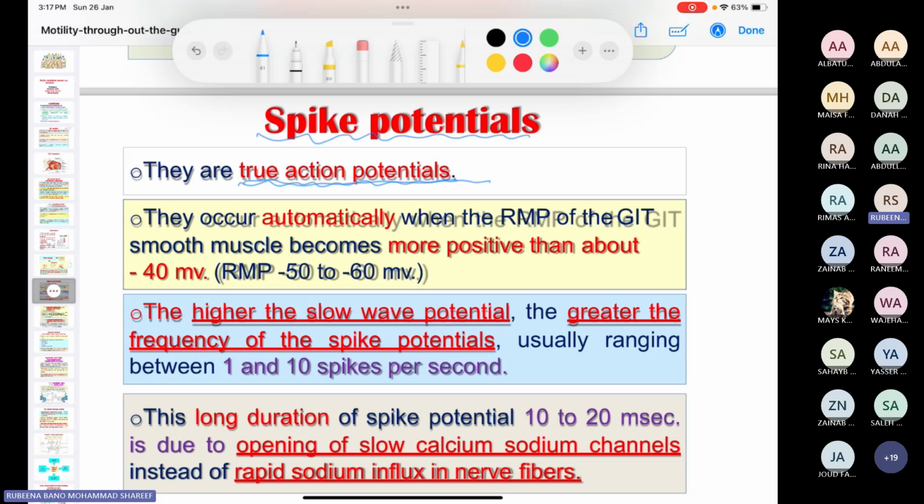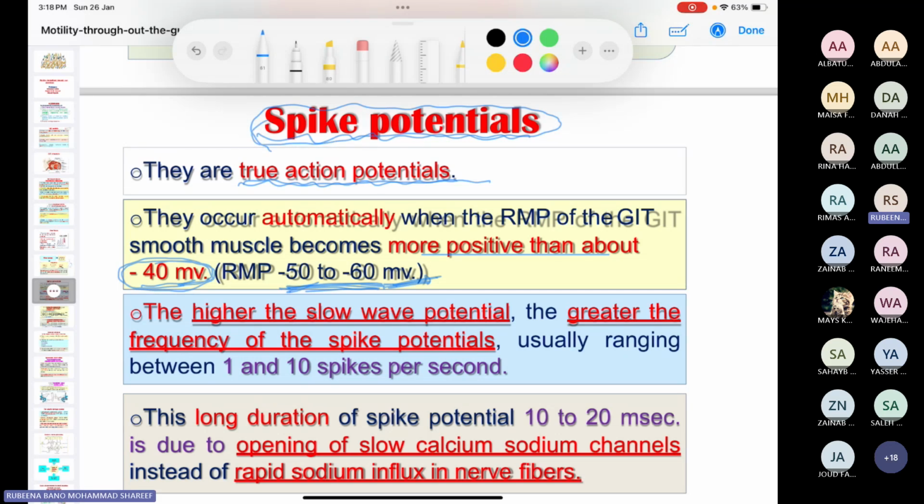When the resting membrane potential of the GI smooth muscle becomes more positive, about minus 40 millivolts, then these spike potentials generate. Resting membrane potential is again important. What is the resting membrane potential for the GI wall or GI muscle? It is minus 50 to minus 60 millivolts. And when it becomes around minus 40 millivolts, there is generation of spike potentials.